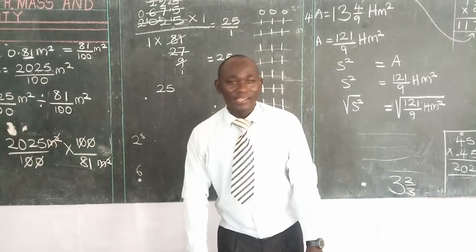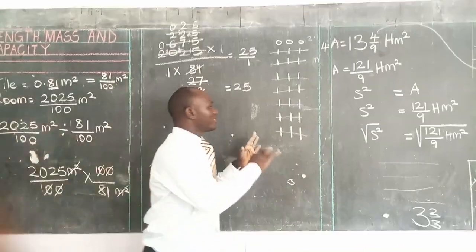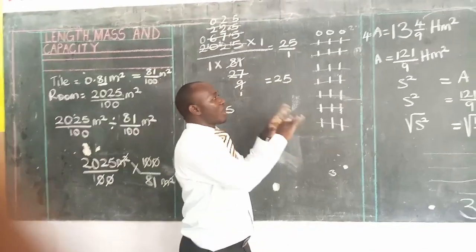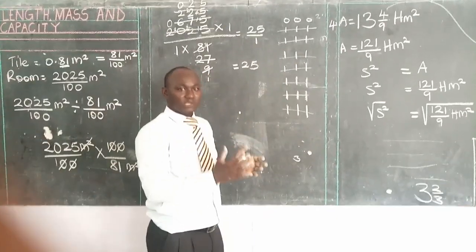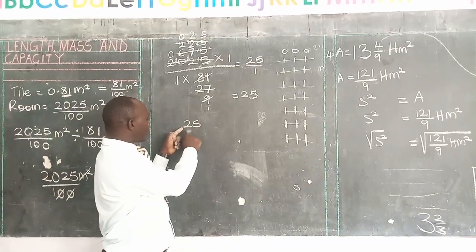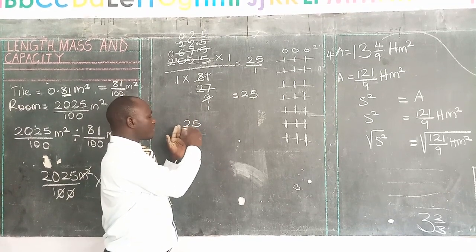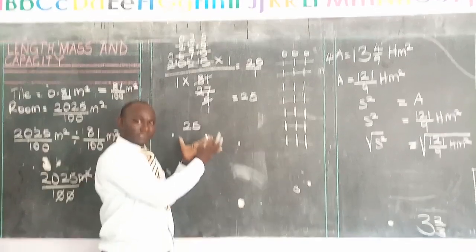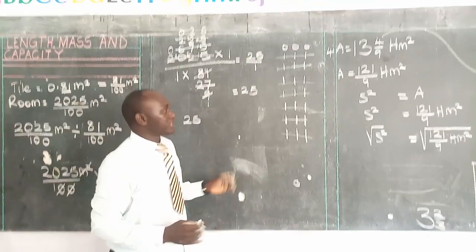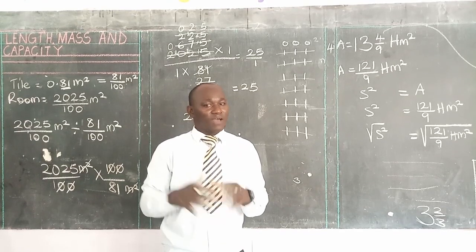For my fellow learners and parents who are watching me, whatever we have handled were mainly the corrections for the previous one. So remember, we are looking for the number of square tiles. So let's have it as 25 tiles of that measurement which are needed. So for now, that marks the end of our corrections.